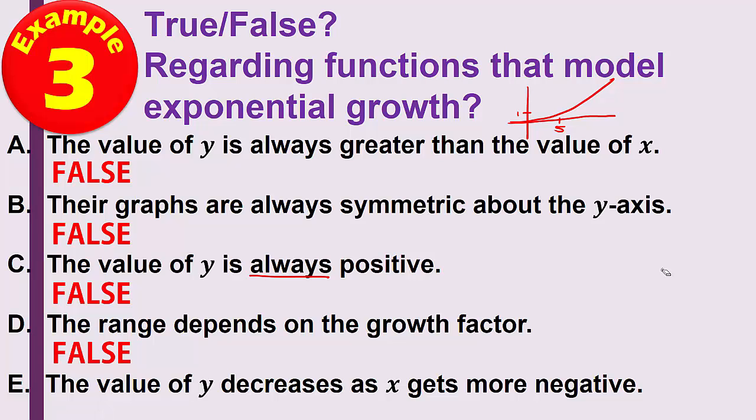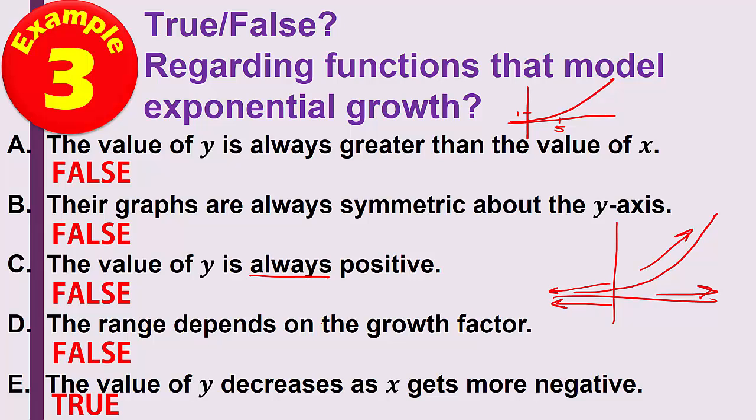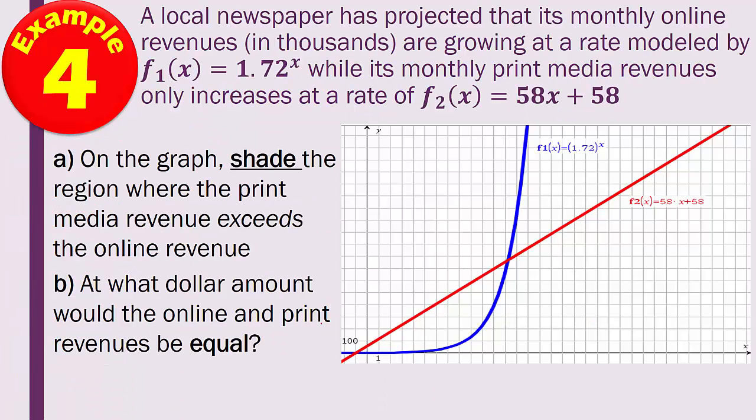And then finally, the value of y decreases as x gets more negative. So again, if we look at something that's exponential growth, okay, so this is where y is increasing, but x is also increasing. If we go to where x is decreasing, you notice that y is slowly going down, so that one is true. All right, example 4.